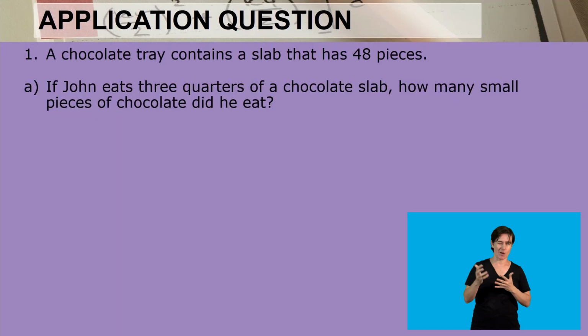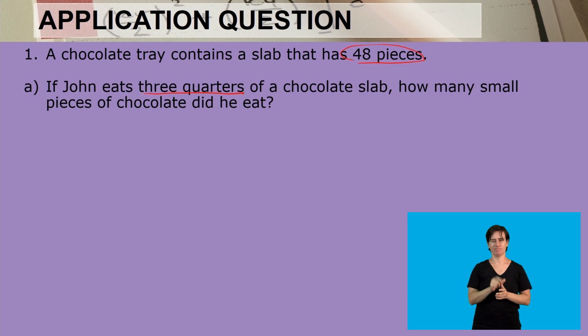Welcome back. Now let's start with application questions. The first question is, a chocolate tray contains a slab that has 48 pieces. If John eats 3/4 of the chocolate slab, how many small pieces of chocolate did he eat? So we are given a total of 48 pieces, and we are to calculate 3/4 of the 48 pieces.